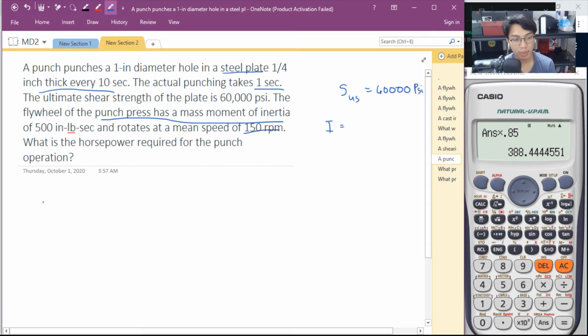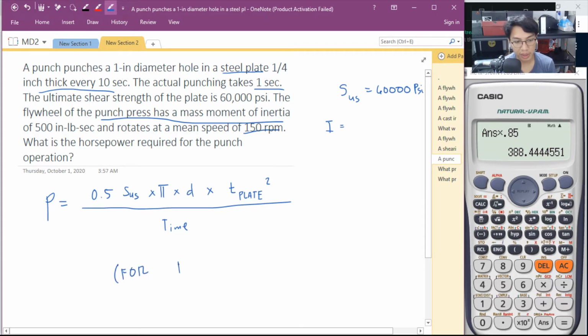As you can see, I gave you the formula yesterday. That is the power of the punching. Right? The power of the punching is equal to 0.5 times your ultimate shear strength, multiplied by pi, then the diameter of the hole, multiplied by the thickness of the plate, squared, divided by the total time. Okay, this is the formula for punching power.